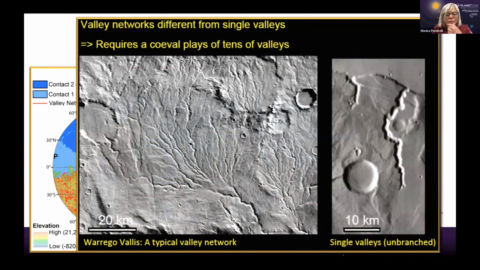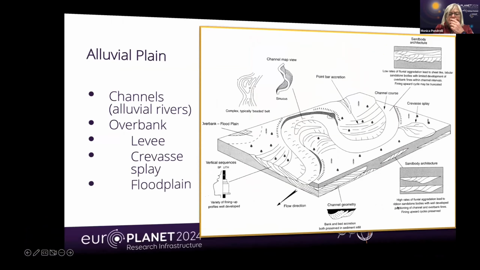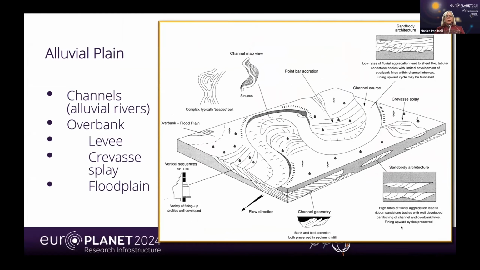This is an example of valley networks here, or a single valley here. What is interesting in an alluvial plain, where this is the river, the fluvial channel, and laterally there are the overbank deposits, which form when the water is not confined anymore in the channel and just gets out, forming first of all the levee immediately after it is out, then the floodplain deposits, and in case it breaks the levee, it forms this form that is called a crevasse splay.